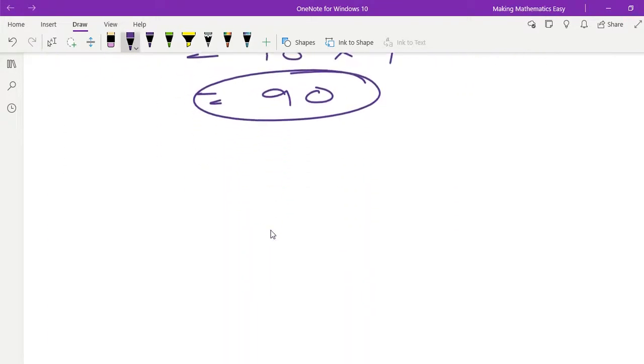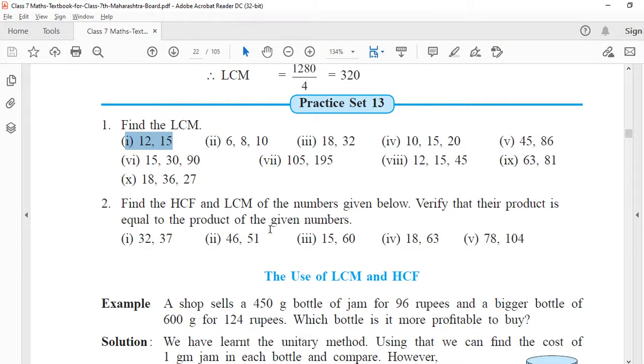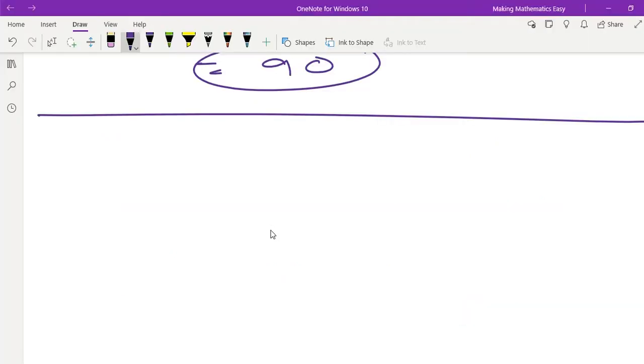Okay, I hope you guys are getting it. Here, if you have to focus anywhere, that is the prime factor. Next is 105 and 195.